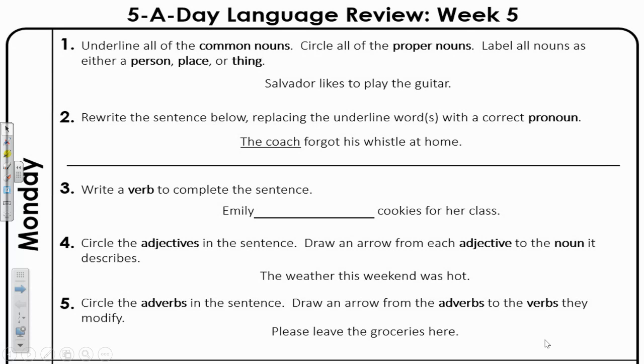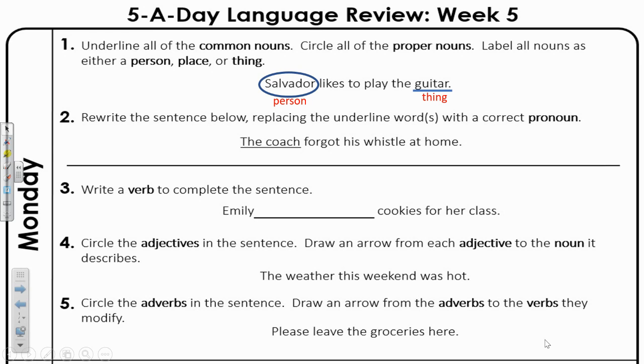Number 1, underline all of the common nouns, circle all of the proper nouns, label all nouns as either a person, place, or thing. The sentence says, Salvador likes to play the guitar. Well, the proper noun that I see is a specific noun that is capitalized, Salvador. And the other noun in this sentence is common, so I'm going to underline guitar. Now, Salvador is a person and guitar is a thing.